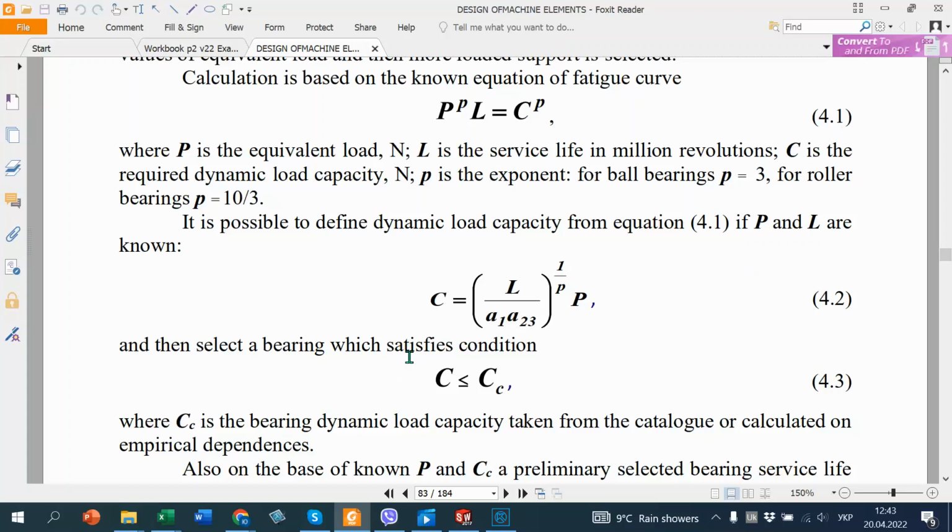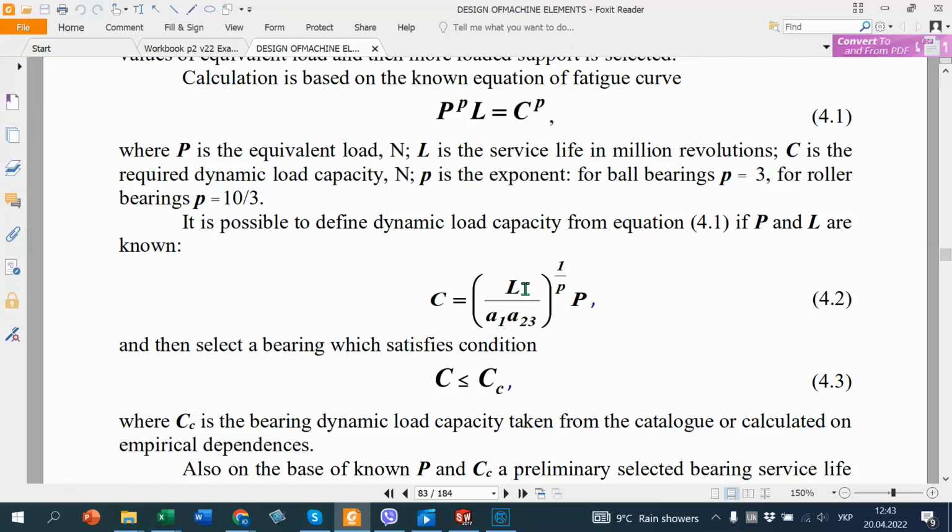Strain condition looks like this. C is the calculated dynamic load capacity, which should be less than the catalog value. CC is the catalog value of load capacity. So if we calculate according to service life, it should be greater than the catalog value.